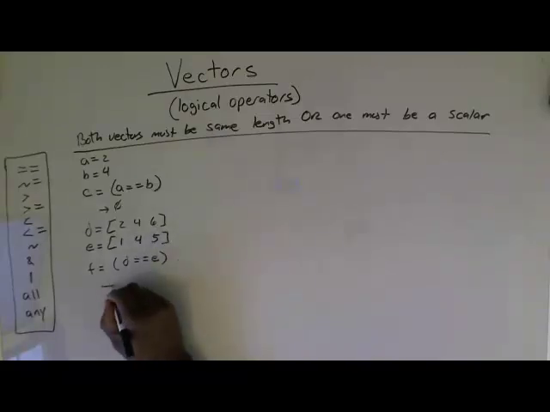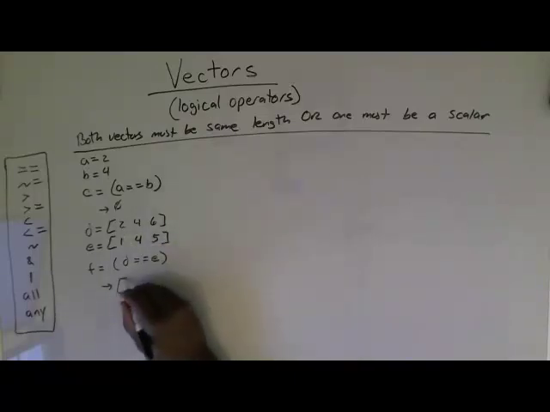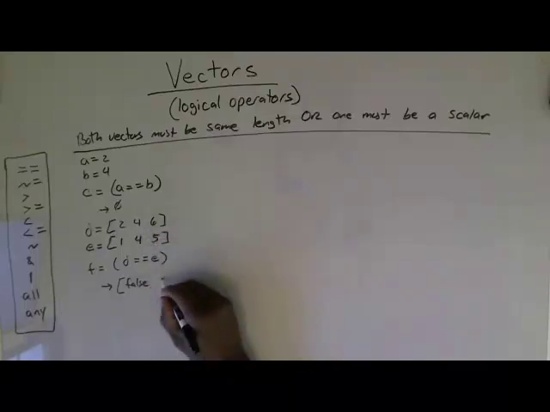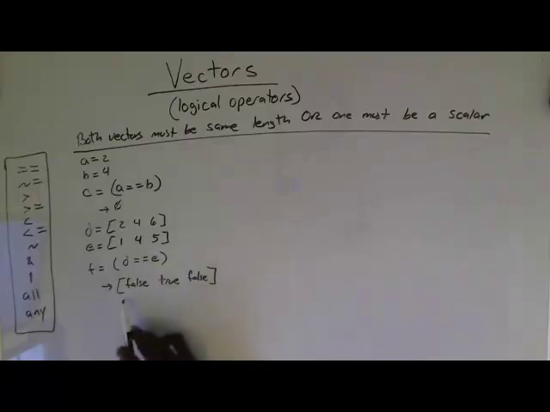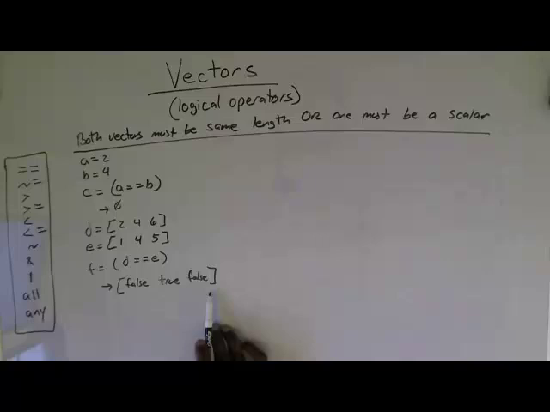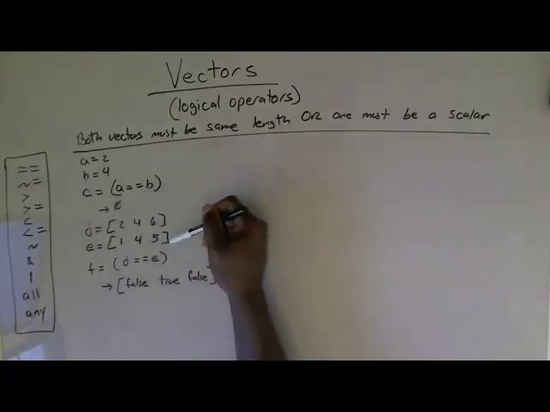So effectively that's going to say, is 2 equal to 1? Well, that's false. Is 4 equal to 4? Well, that's true. Is 6 equal to 5? Well, that's false. So F is going to be the Boolean vector, the vector of class logical, false, true, false. Okay.